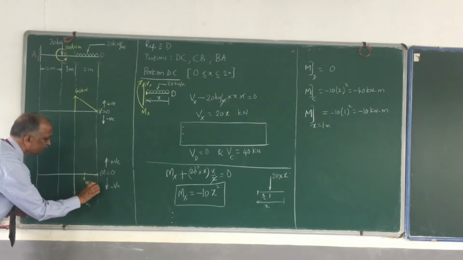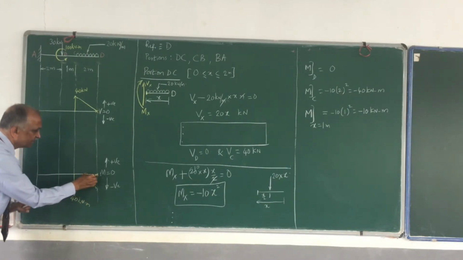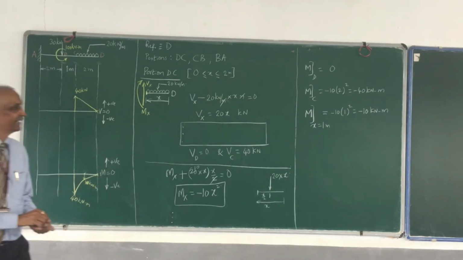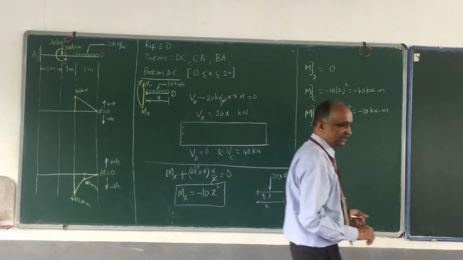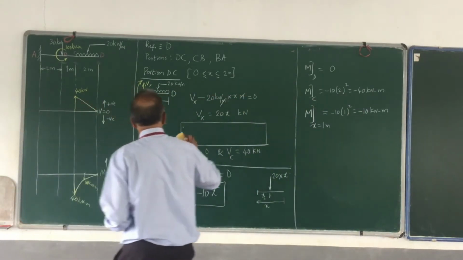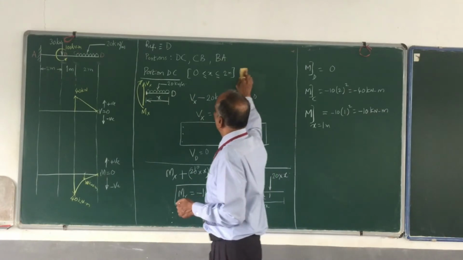10 kilonewton meter. So that means the curve is like this. This is the bending moment diagram. So this is the bending moment diagram for the portion between D and C. I hope that's clear. Now let me go for the next one.